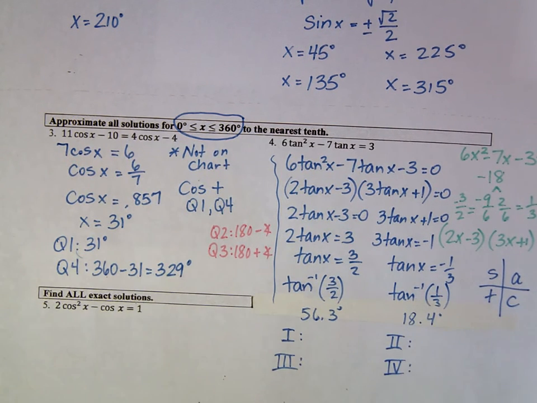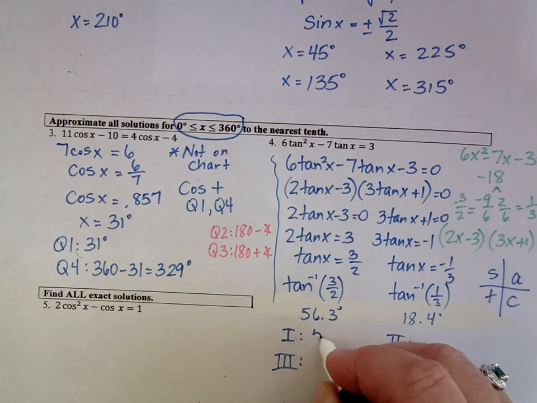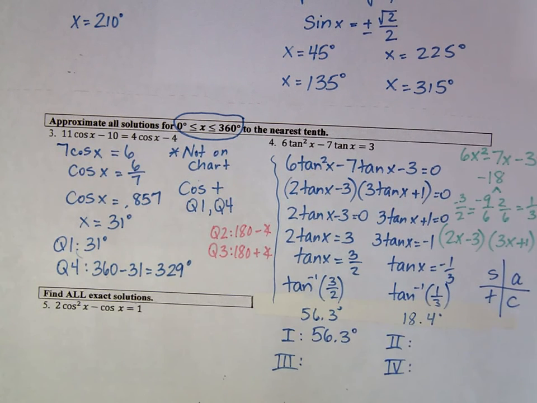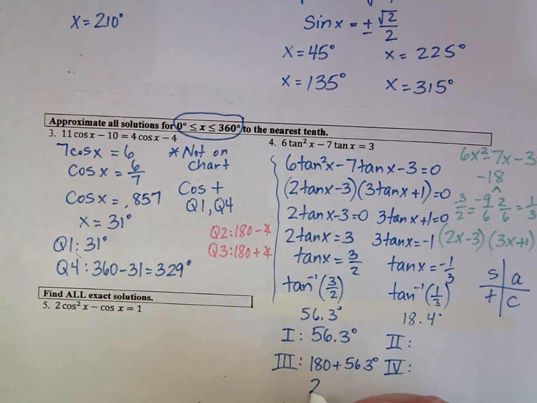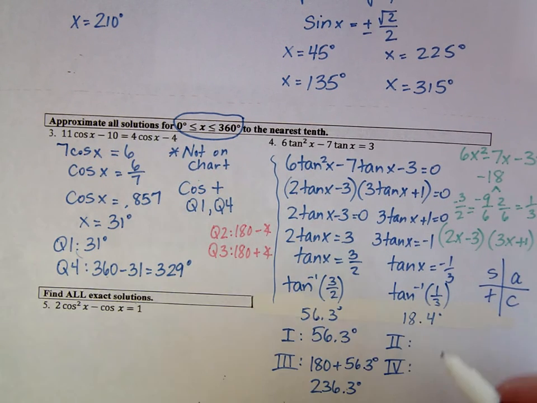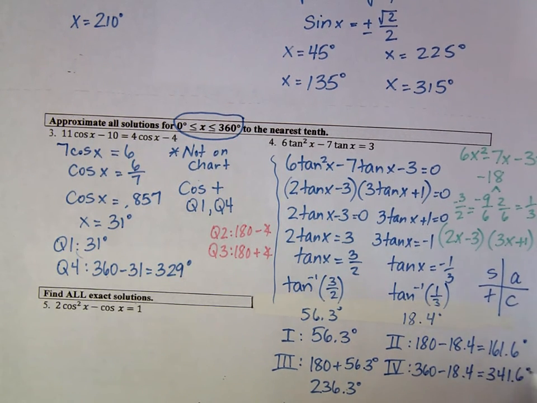All right, so I'm taking 56.3 in the first quadrant, it stays the same. In the third quadrant, it's 180 plus 56.3. So if you add them up, you get 236.3 degrees. So there are your two answers for that part. This 18.4 in the second is going to be 180 minus 18.4, and that gives me a 161.6. In the fourth quadrant, it's 360 minus 18.4, and that gives me a 341.6.